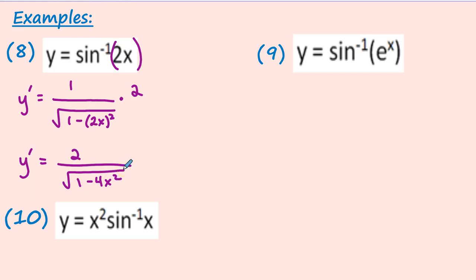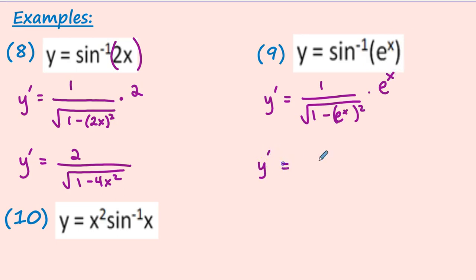Okay, number 9, same idea as number 8, but we have an inside function of e to the x. So the inverse sine function's derivative is 1 over the square root of 1 minus whatever that is, squared, times the derivative of that inside thing. And then to simplify this one, just keep in mind that when you have a power to a power, you multiply them. So on the bottom we have the square root of 1 minus e to the 2x, because we can multiply the x and the 2.